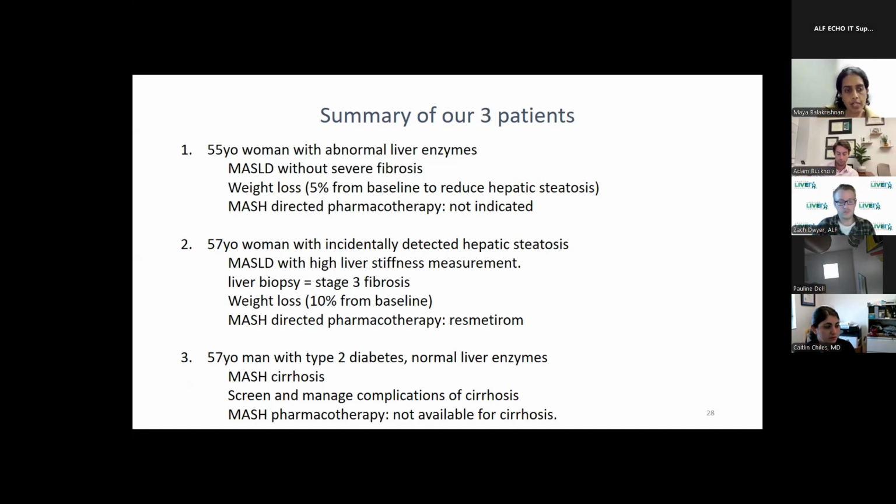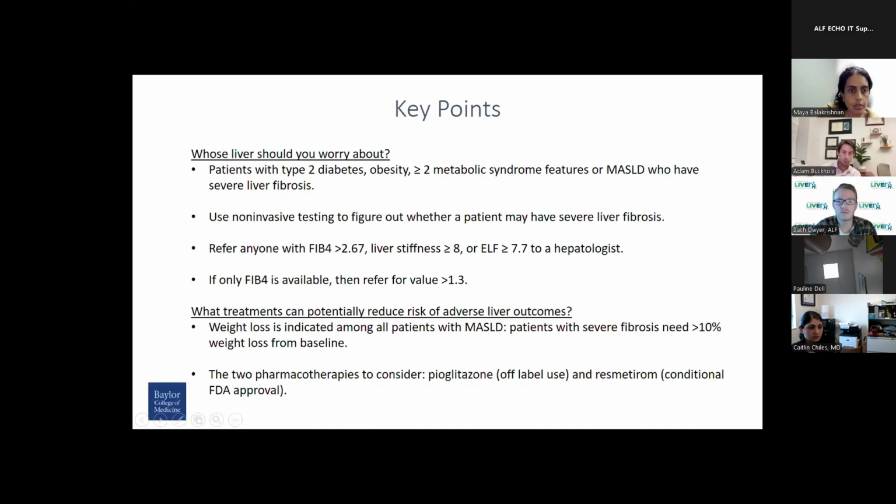The second was this 57-year-old woman with incidental hepatic steatosis seen. Despite the normal liver enzymes, you staged her fibrosis using the FIB4, and that led down a path that ended up with a liver biopsy showing stage 3 fibrosis. She's someone who needs more weight loss and needs MASH-directed pharmacotherapy. And the last case is a routine screening patient for MASLD fibrosis, someone with type 2 diabetes. And surprisingly, he ends up having MASH cirrhosis, the most advanced of all 3 patients, and he needs management of cirrhosis. So with that, I'll leave you with my key points, and we can open up for questions.